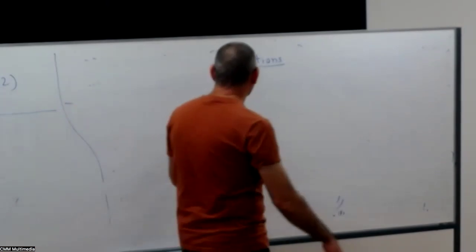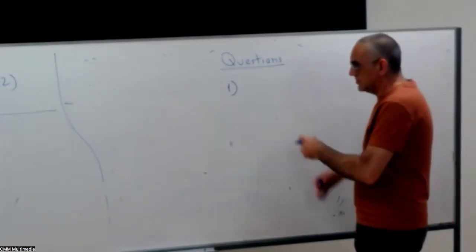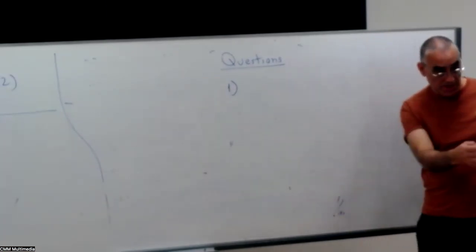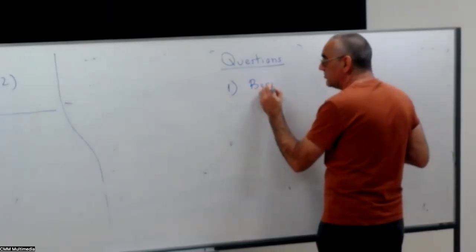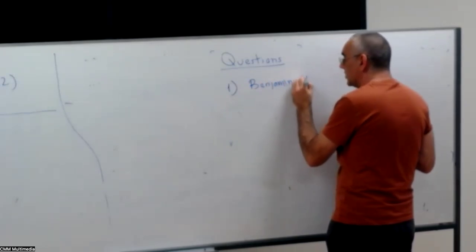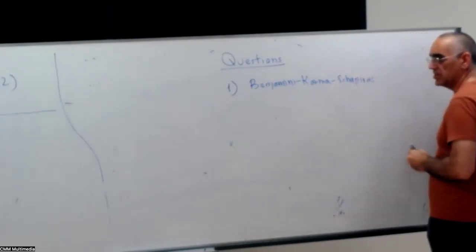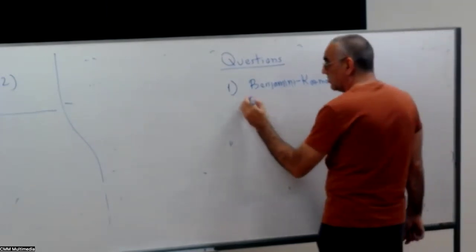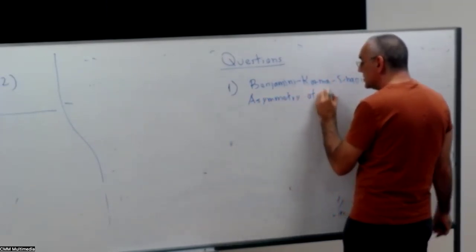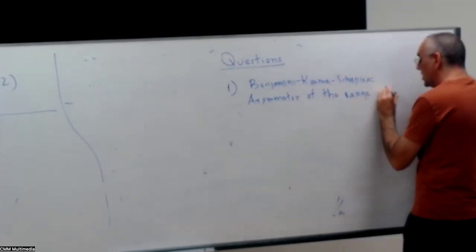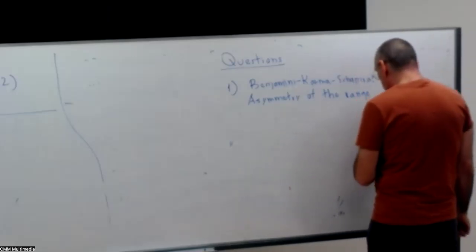Okay. So I would say that there are some questions that were open. Maybe I will begin with one of your questions. In the article of Benjamini, Kozma and Schapira, I think they did some numerical simulations and they observed what I will call an asymmetry of the range of the M211 case. So, what's going on?